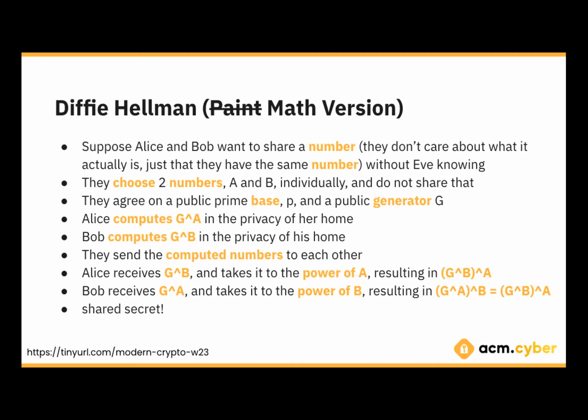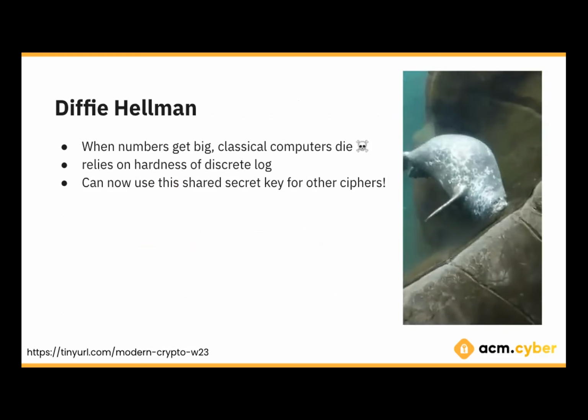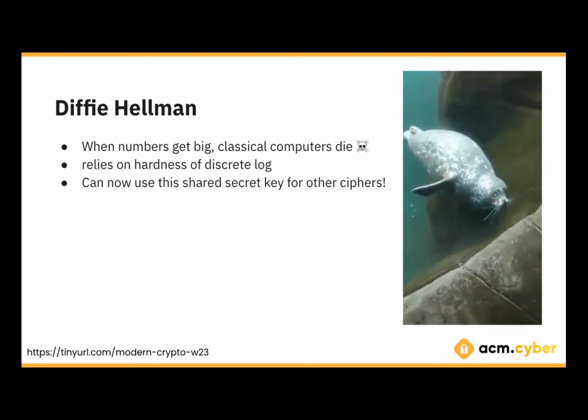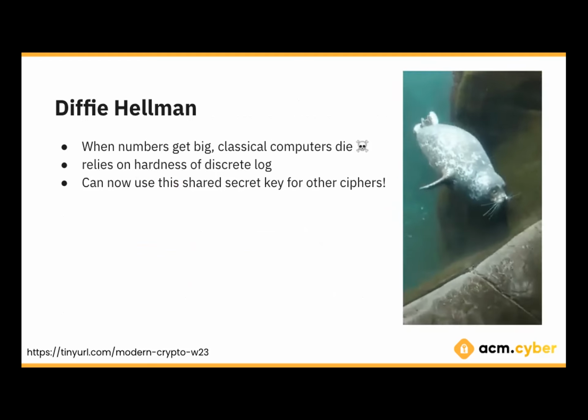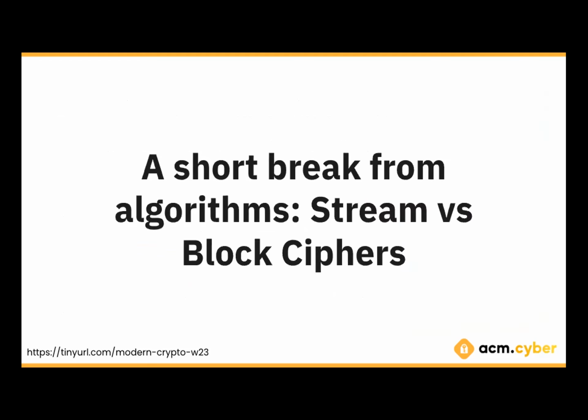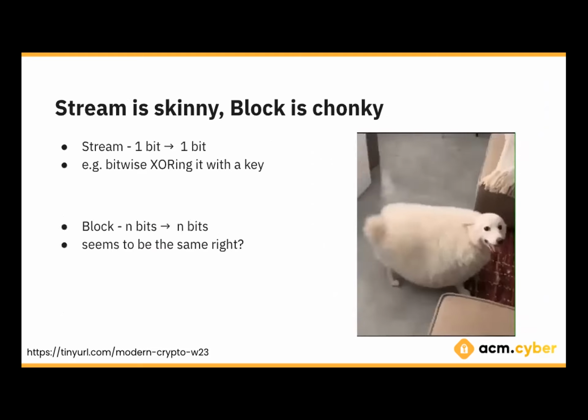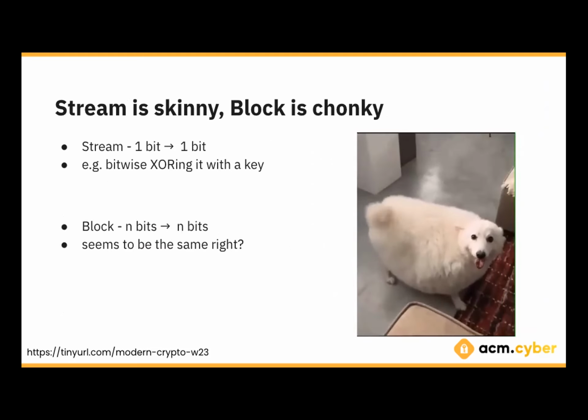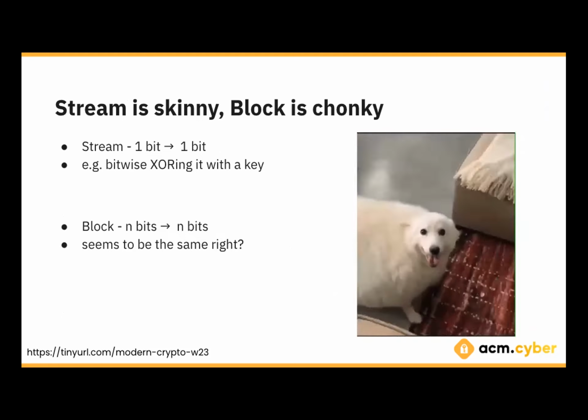Okay, so when numbers get really, really big, classical computers die. Like in the GIF, it relies on the hardness of discrete log, and now you can use this shared key for other ciphers. So now we'll be getting into the actual ciphers that can use the keys. Two different types of ciphers, stream and block ciphers. So stream is like the skinny version of the cipher. Block is the chunky version.